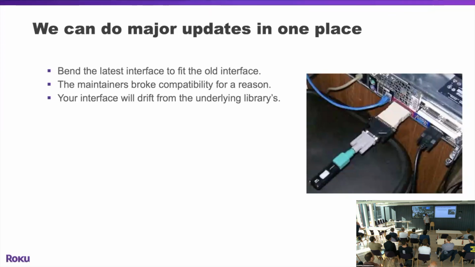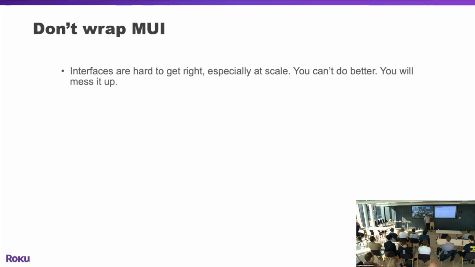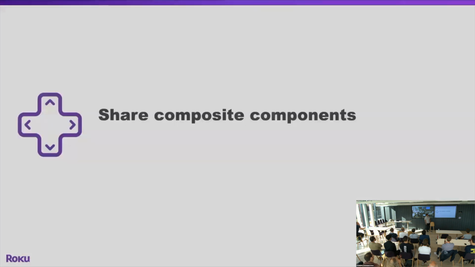And then next, the longer you do this, your custom interface will drift from the underlying interface, right? It's okay from version 1 to 2, but what does it look like from version 1 to 5? So don't wrap MUI. Interfaces are hard to get right. This interface has been built with the collective wisdom of the internet. Then again, Twitter also powers that. We won't get into that. And you can't do better. You'll probably mess it up. And documentation is hard to keep up with. Yours probably won't be as good.